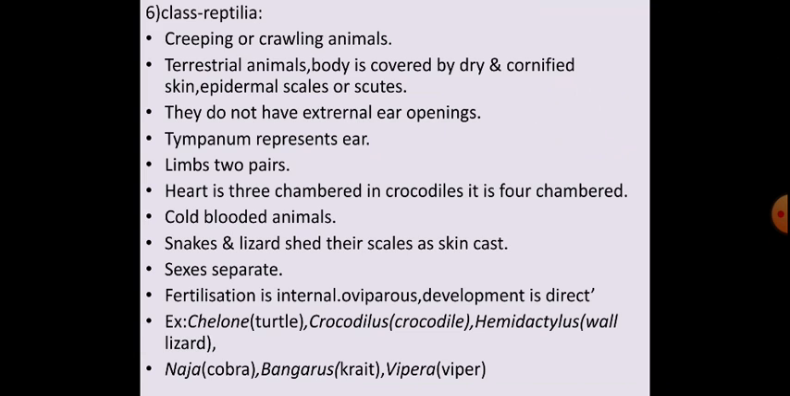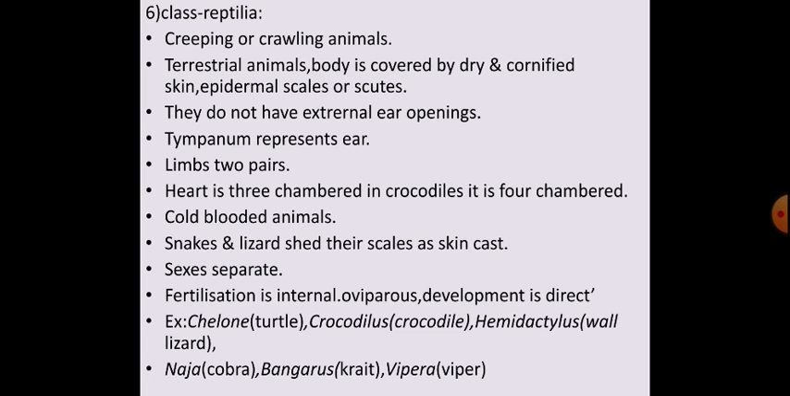Tympanum represents the ear. Limbs are two pairs. In crocodiles and turtles, they will be having limbs. They are of two pairs, two forelimbs and two hind limbs. Total 4, but 2 pairs.